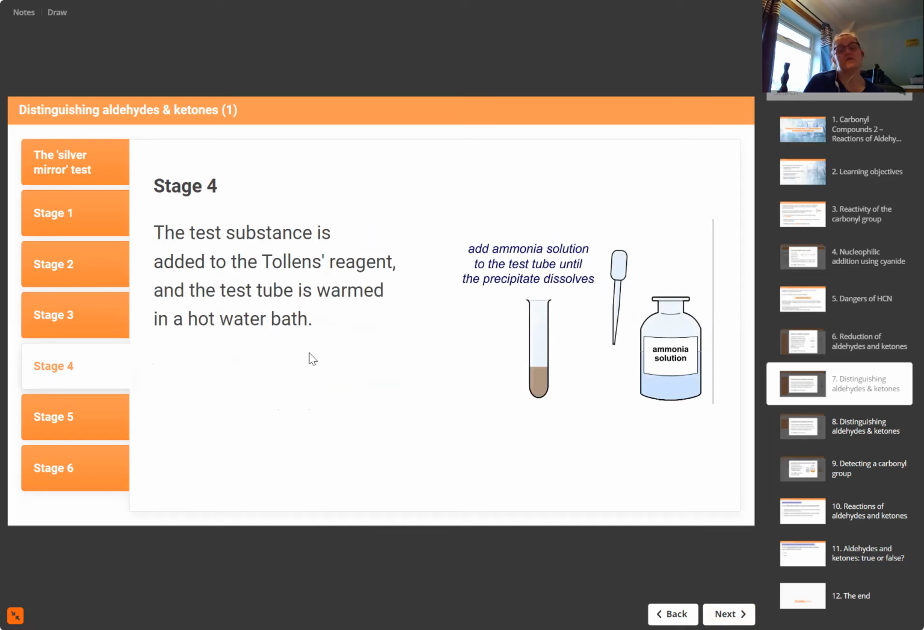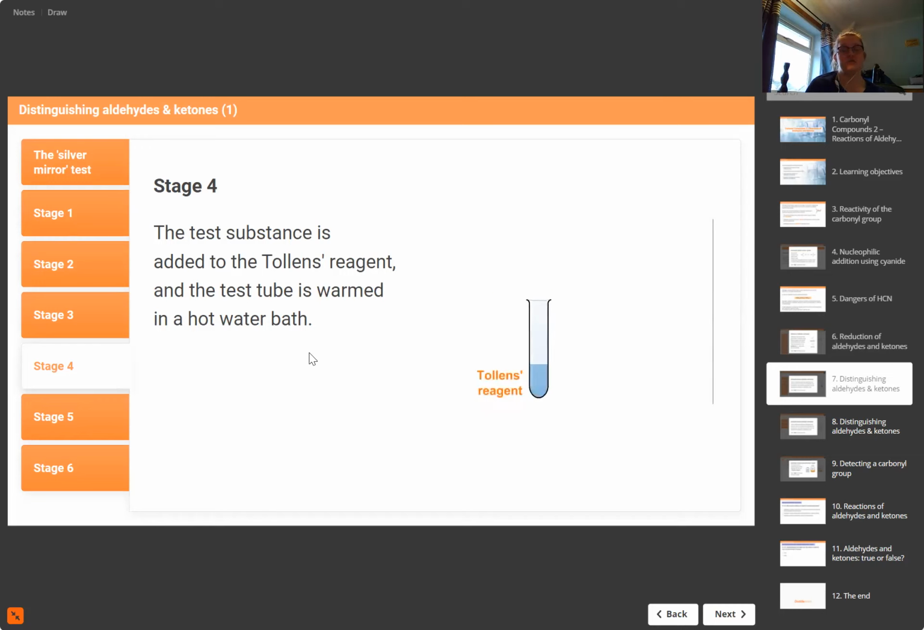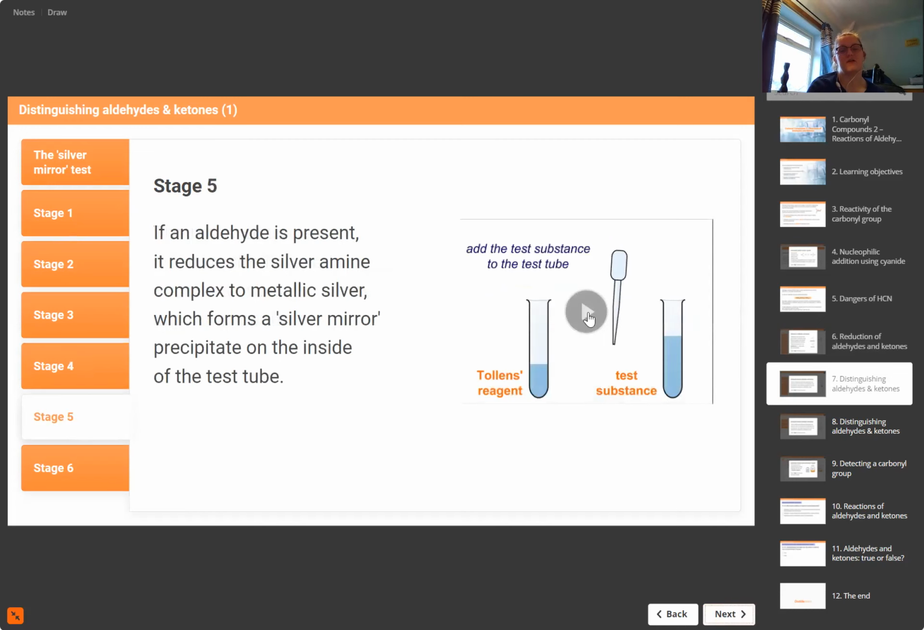So the test substance, whatever it is, is then added to our Tollens' reagent, and we then warm the test tube in a hot water bath. That's really important to do. So we've got our Tollens' reagent, we're going to add our test substance to it and warm it in a hot water bath.